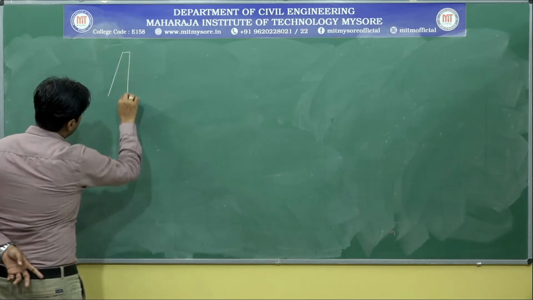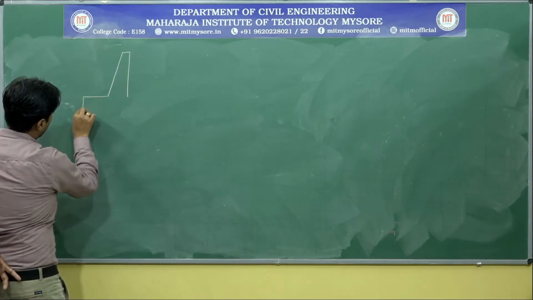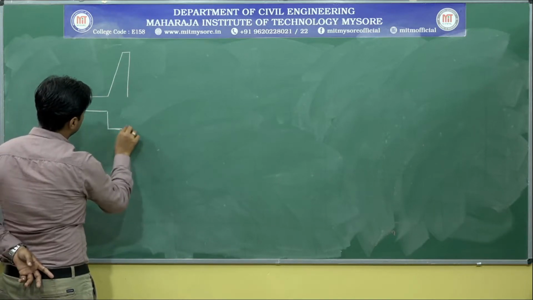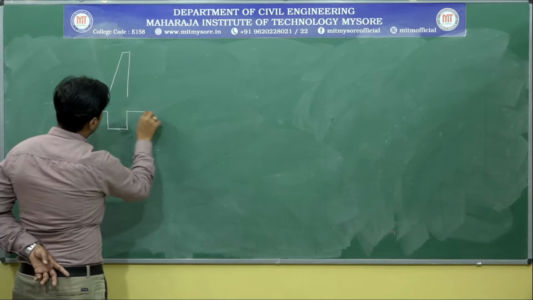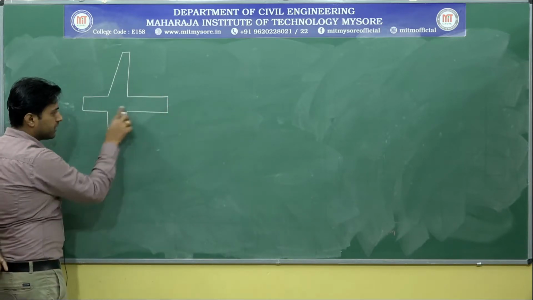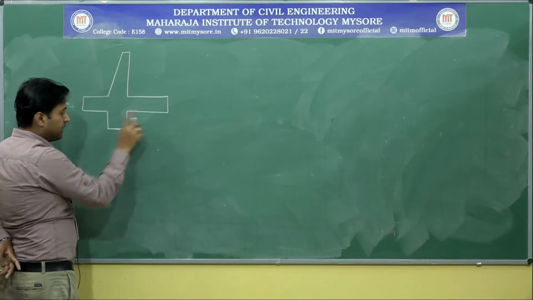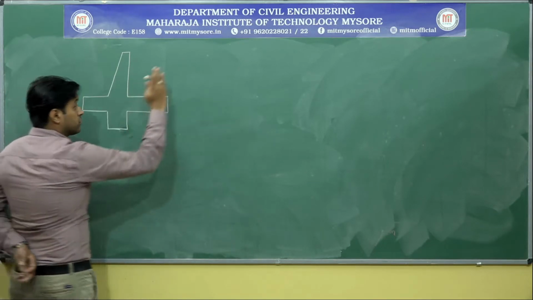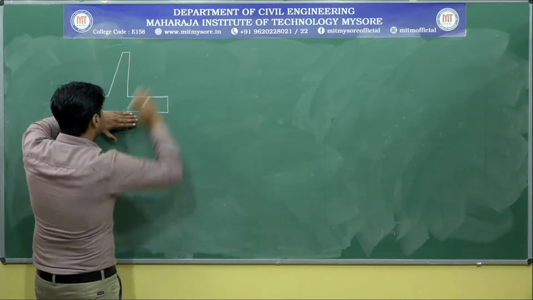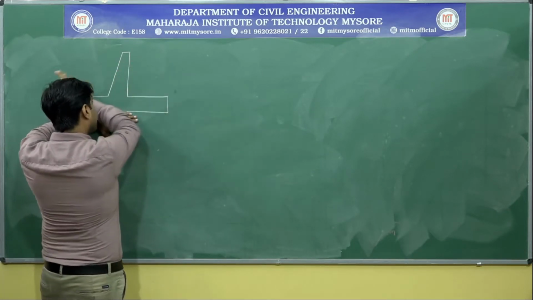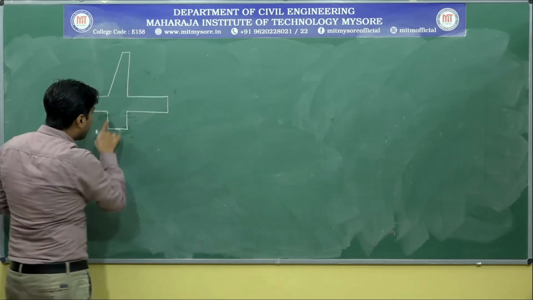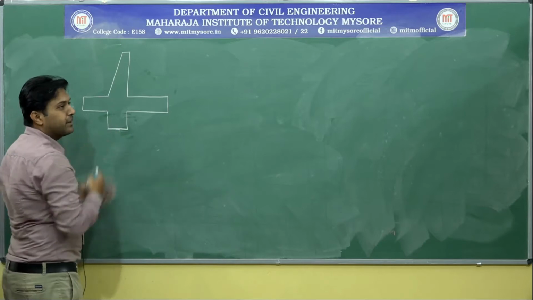So, we have provided the shear key. This portion is called the shear key portion. Whenever you apply the pressure in this direction without a shear key, it means that the retaining wall is moving in this direction. So, to avoid that sliding, we need to provide this shear key. It is a resisting element.